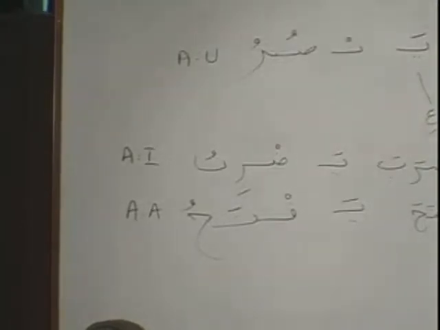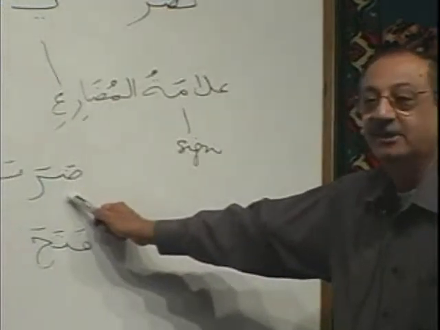And I will bring the page. I have made a little song out of it, and you will also join me in the song. It says, Fataho Dhammin. What is the meaning of Fataho Dhammin? That on Ain Kalima there is a Fata, and it changes in the Mudariya into Dhamma. Then it says, Fataho Kasrin. Are you with me? So when Ain Kalima has a Fata, it changes into Kasra.